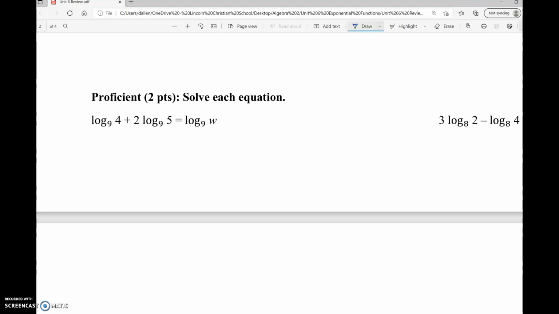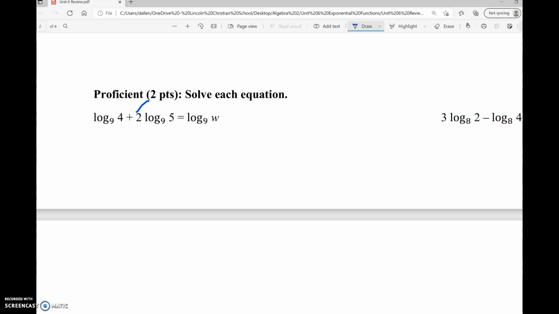Alright, so this is where we ended the last video. We're still on properties of logs, so it's doing the same thing. These just have a few more steps. Again, numbers out front are powers, so that should go to that power. So then I have log 9 4 plus log 9 5 squared equals log 9 w.